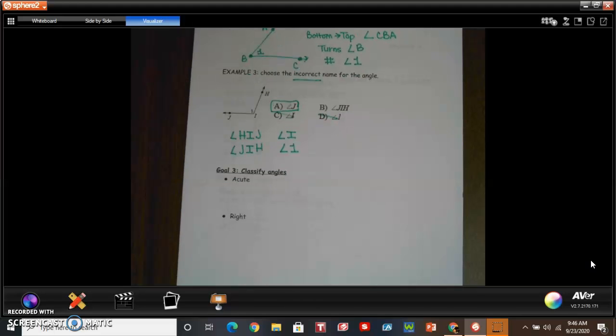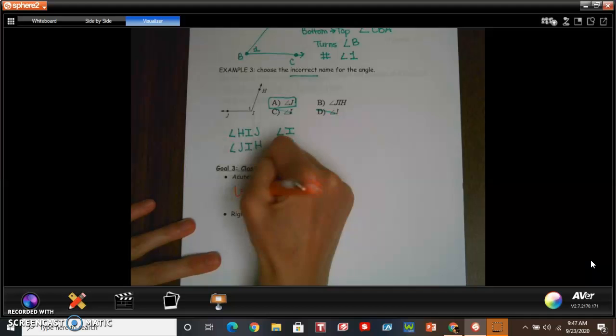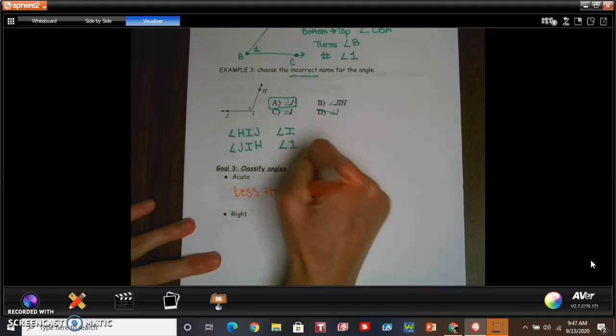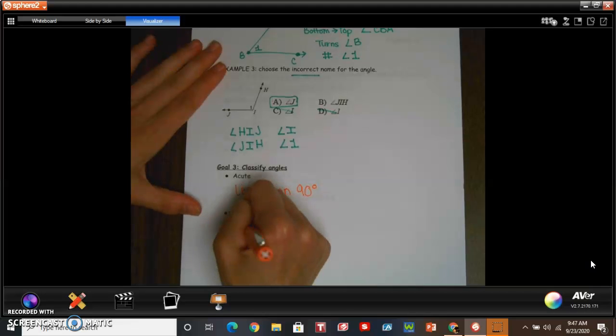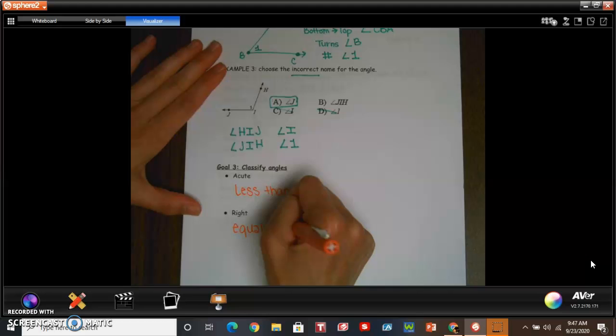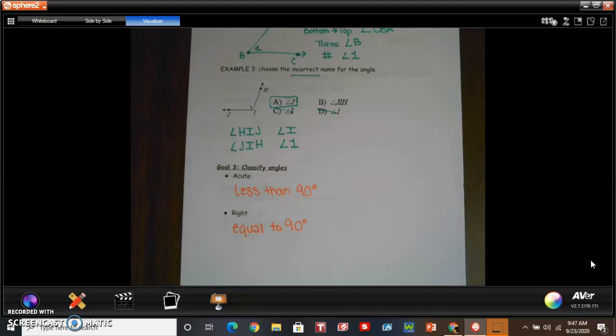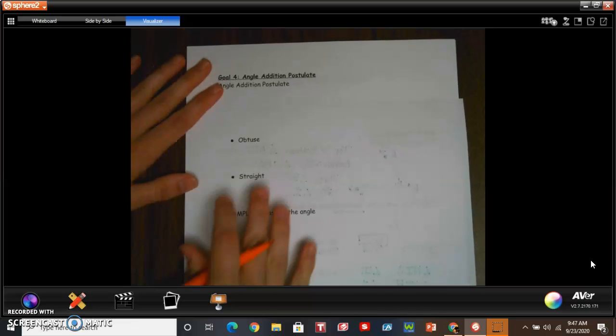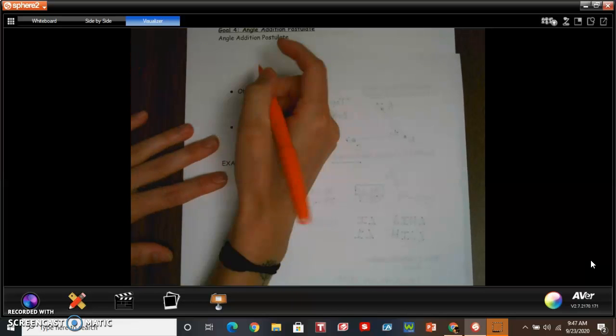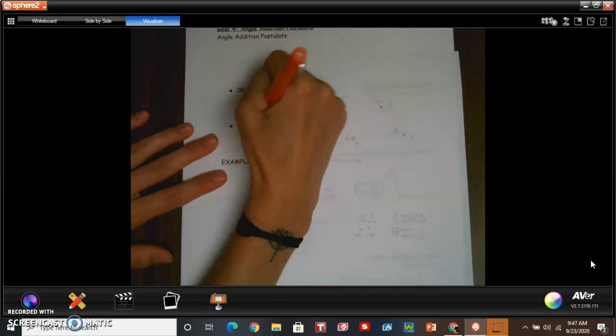Goal 3, classifying angles. So we have 4 classifications. The first one is acute. This is any time that it is less than 90 degrees. So if your degree is less than 90, so if it's like 1 degree to 89 degrees, it is considered acute. If it's a right angle, it is equal to 90. That is a right angle when it is equal to 90. Continuing on. Obtuse. Obtuse is whenever it is greater than 90.